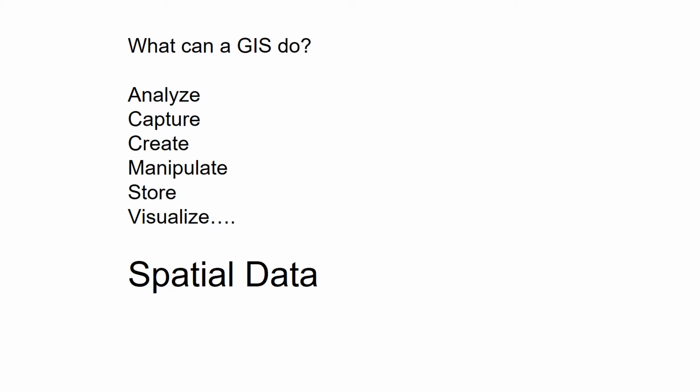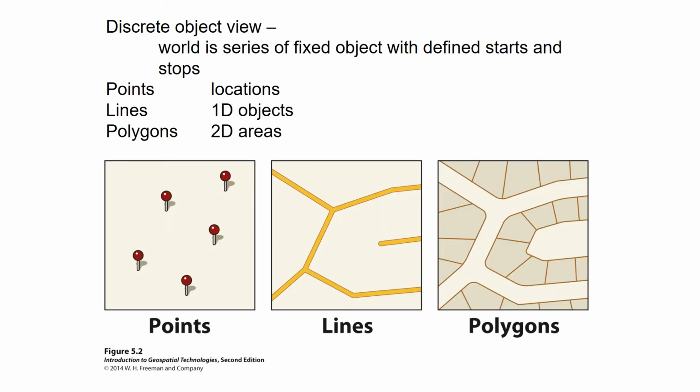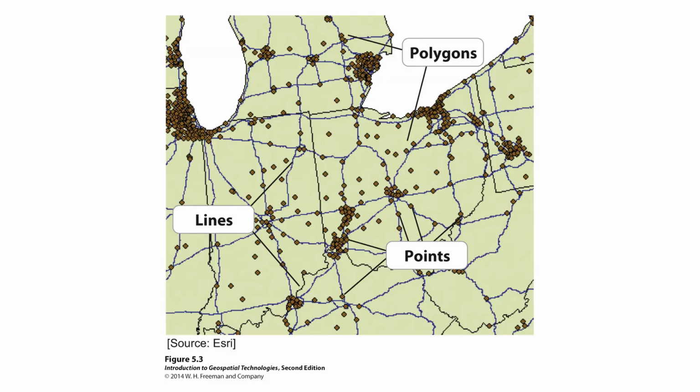So what can a GIS do? The big things are analyze, capture, create, manipulate, store, and visualize spatial data. Discrete objects are one form of things we look at. The world is basically just a series of fixed objects with defined starts and stops. That's what discrete objects are. It is or it is not. We represent this a lot of times with vector data being points, lines, and polygons, points being locations, lines being one-dimensional objects, polygons being two-dimensional areas. Here are points and lines and polygons.